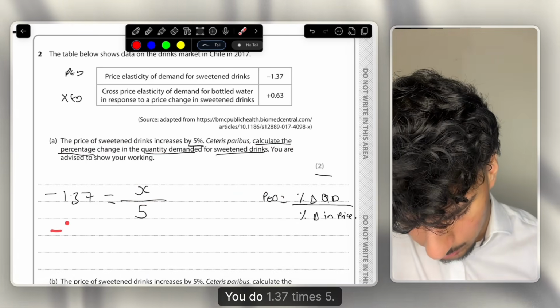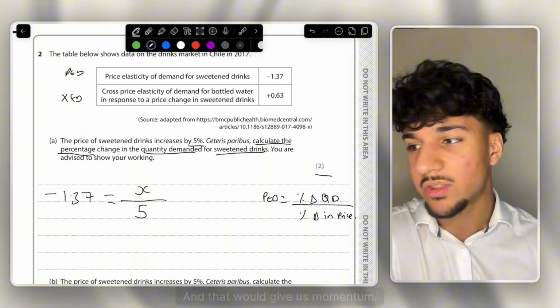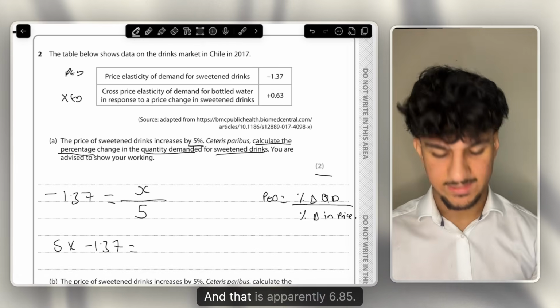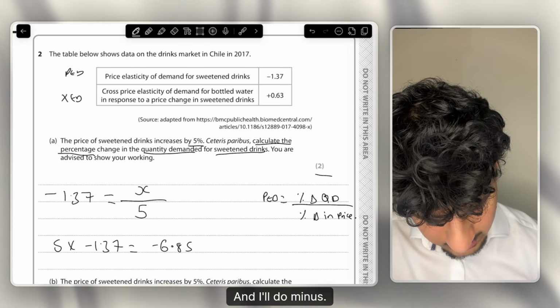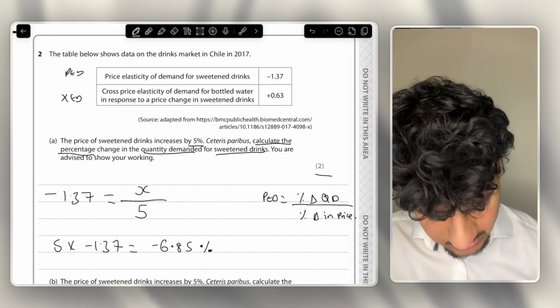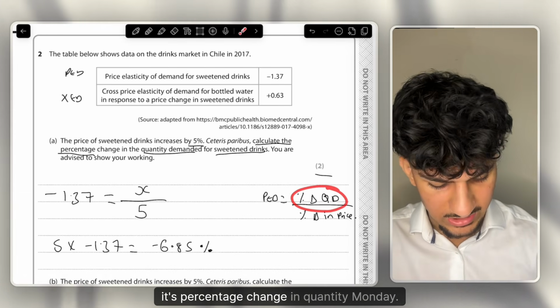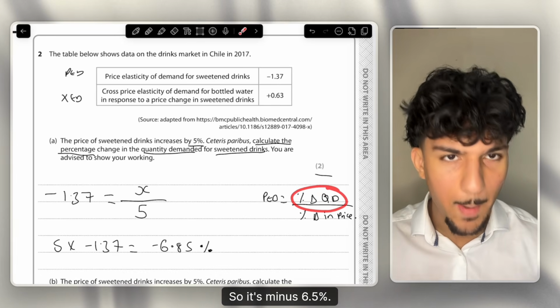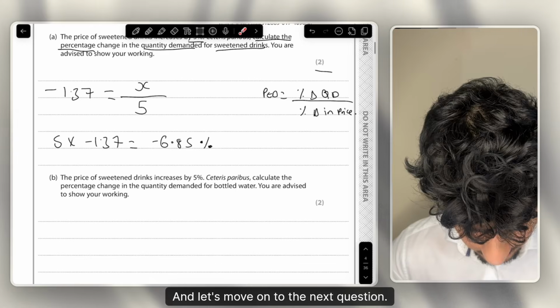How do you do that? You do 1.37 times 5, and that would give us, no, mental maths is not great, so I'll have to use a calculator, and that is apparently 6.85, and I'll do minus, and remember the main thing here, always include the units, because it is a percentage. Since if you look at this, it's percentage change in quantity demanded, so it's minus 6.85%. Okay, so that is 2 marks bagged, and let's move on to the next question.